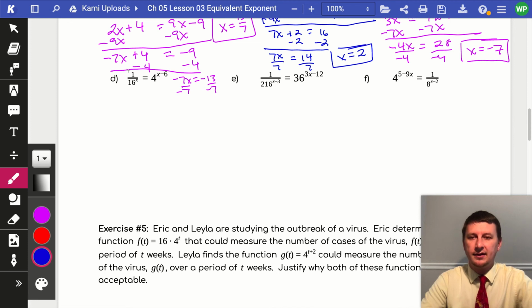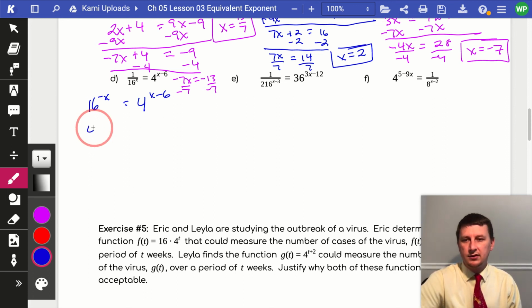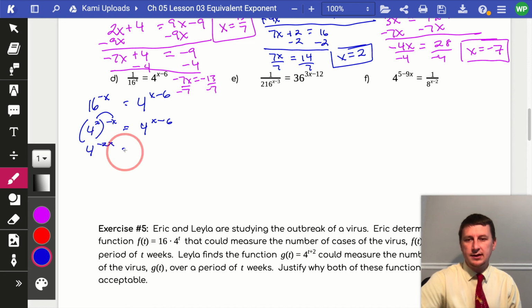So I'm going to make that into a regular old number, not a fraction, by bringing it back to the numerator and making that 16 to the negative x is equal to 4 to the x minus 6. Now that I have bases in non-fraction form, I can now change this 16 to 4 to the second power, because 4 to the second is the same as 16. Bring down my negative x, bring down everything else that I have. I'm going to distribute over here, and I'll have 4 to the negative 2x is equal to 4 to the x minus 6.